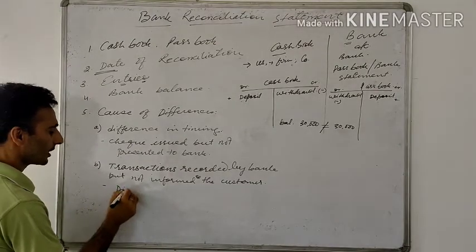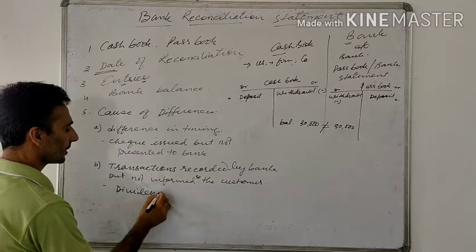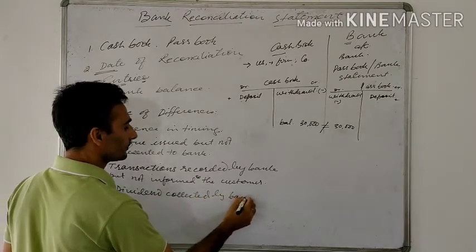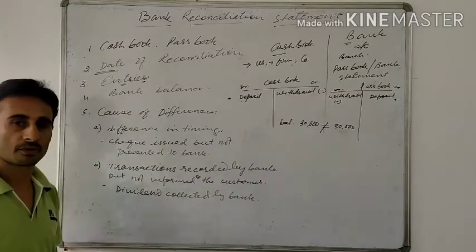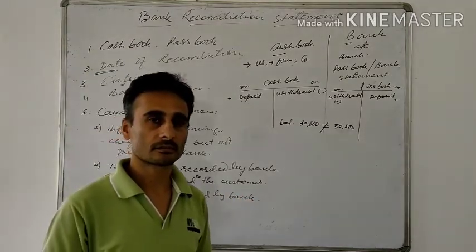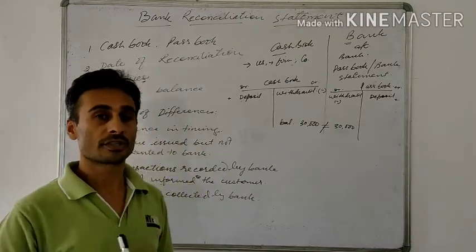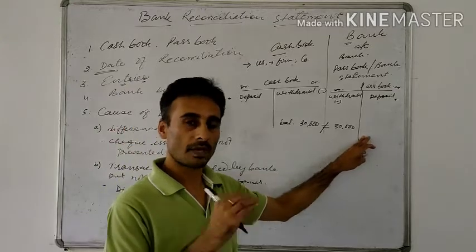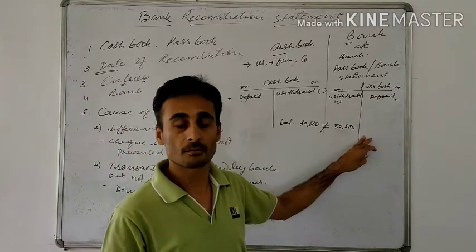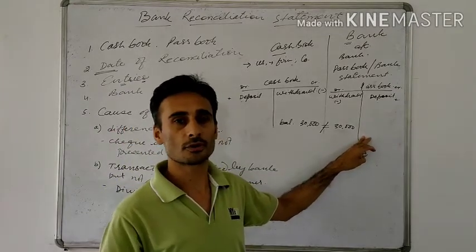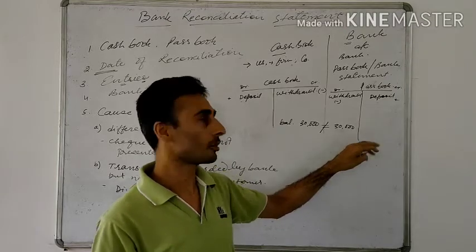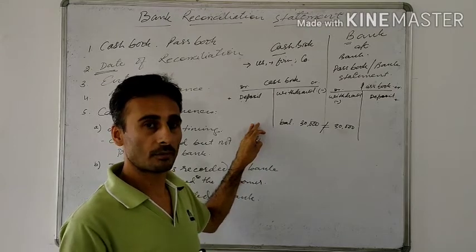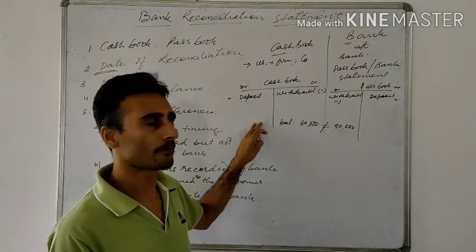Like dividend collected by bank. You have made the investment in shares, okay, and you receive the dividend, but it is collected by whom? Collected by the bank. So the bank will make the entry in the passbook, but unless the bank sends the information to you, you will not know about it. So you will not make the entry in the cash book, right? So then what will happen? There will be a difference in the amount.